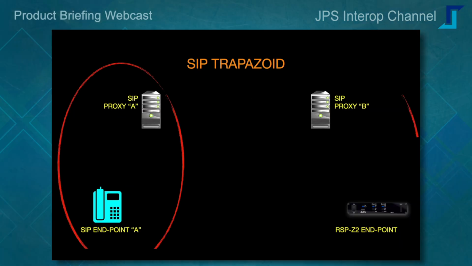In my example here, we have two systems. One system on the left, for instance, might be my corporate office. I might have 50 desk phones there. I might also have a manufacturing facility, which is shown here on the right. That might be hundreds of miles away.